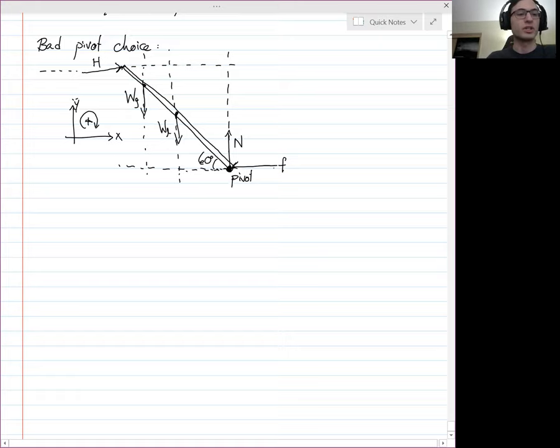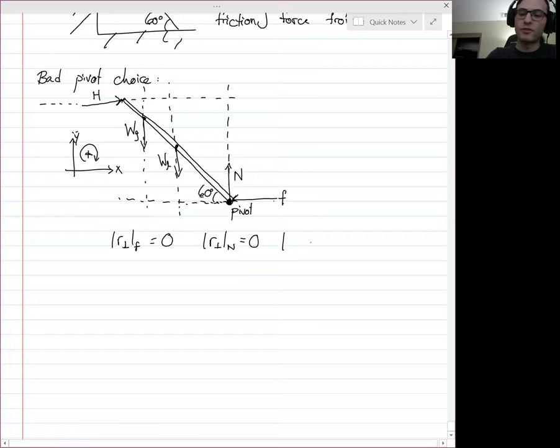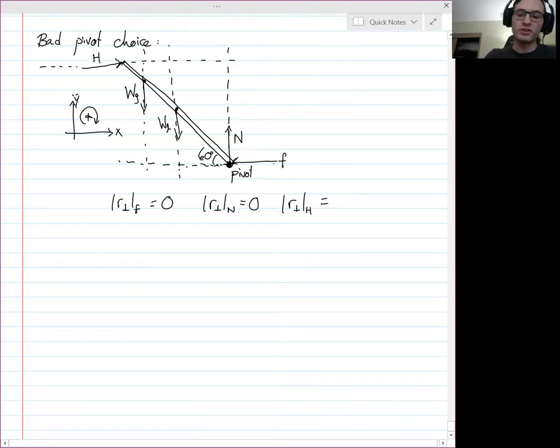Next step, we're going to use geometry to determine the perpendicular distances from every force line to the pivot point. So our perpendicular of the force F, well, that's just zero. Our perpendicular of the force N, that's also zero because it's at the pivot. Our perpendicular of the force, let's say H, is the distance from the pivot point to the extended force line. So that's this distance here. We can use some trigonometry here, so it is the sine of 60 degrees.